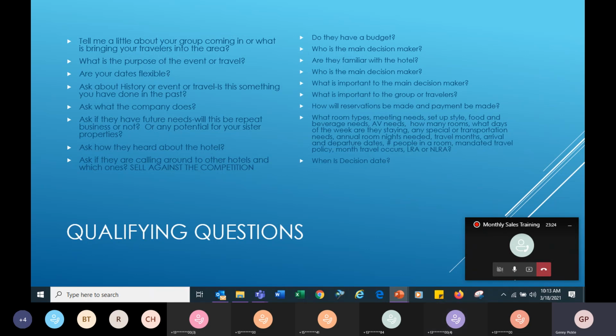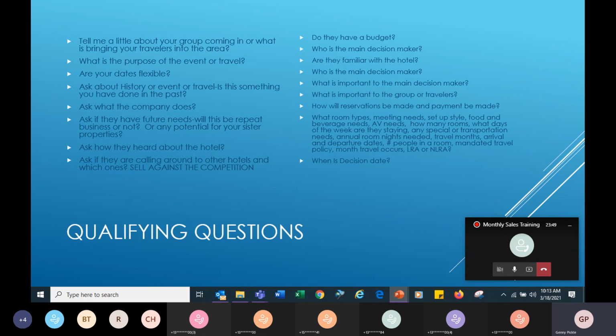And there's a few other questions on there. Decision date's a good one. How they're going to make reservations and how payment will be made. If it's a meeting inquiry, what are your food and beverage needs, audio visual for the group, how many rooms do you need, what days. Always make sure you ask if their dates are flexible as well. That's a big one if it's a group inquiry.